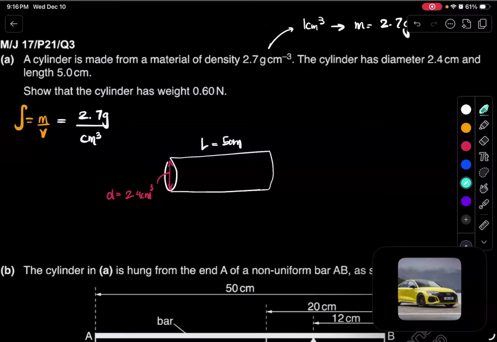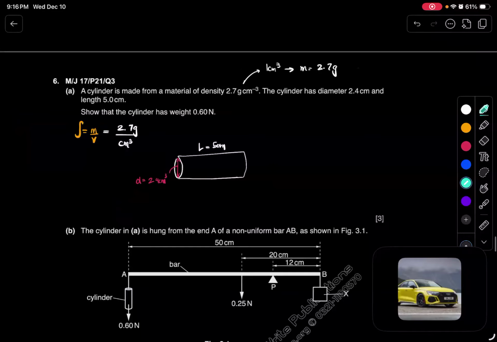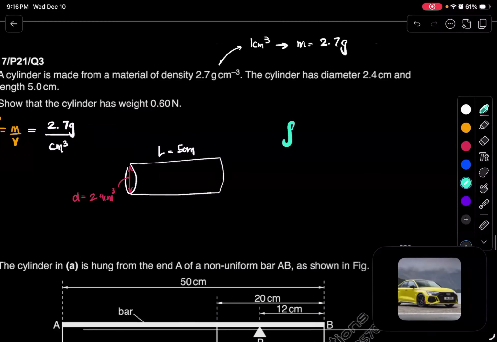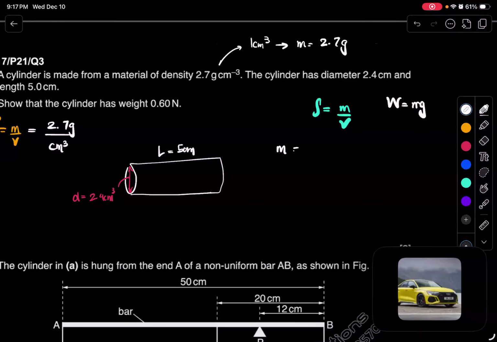That seems absolutely random. How do you even get to weight from these two values? Now, the key is in the word density. Now, we know that density is equal to mass over volume, right? And we know that weight is equal to mg, right? So what if I found out the mass first? We know that the mass is just equal to density times volume, right? And then if we find out the mass, can we just multiply it by g to find out the value? Yes, we can. So I think the goal is just to find out what the mass of the cylinder is.